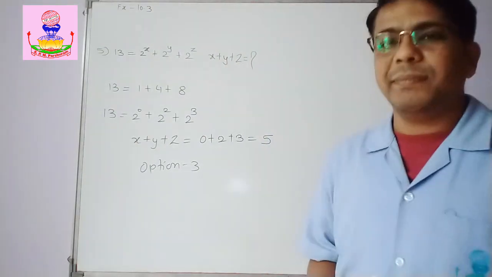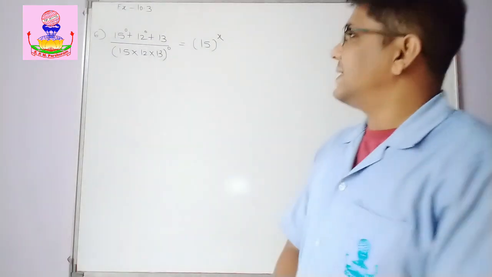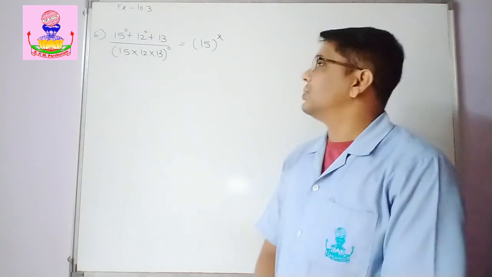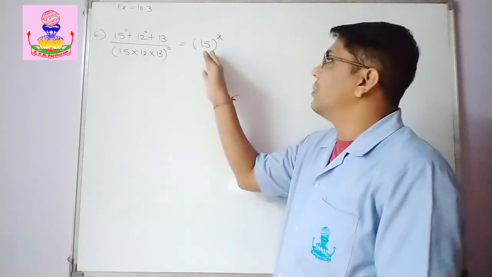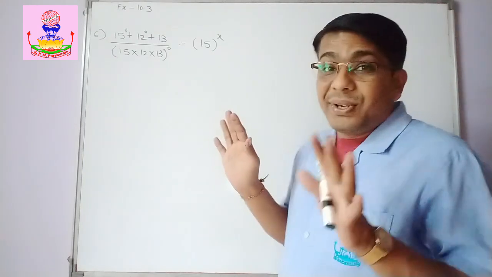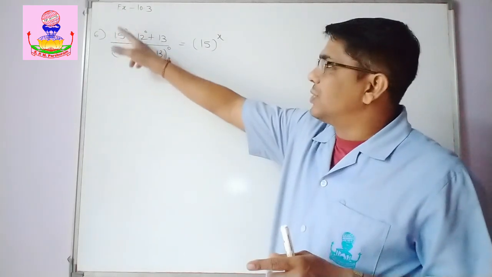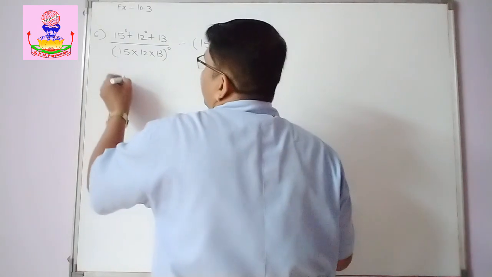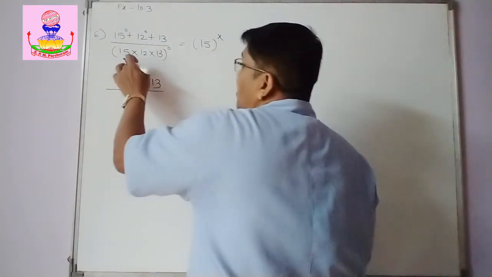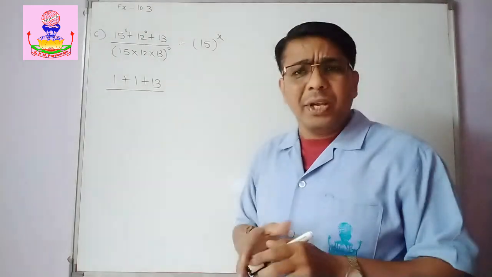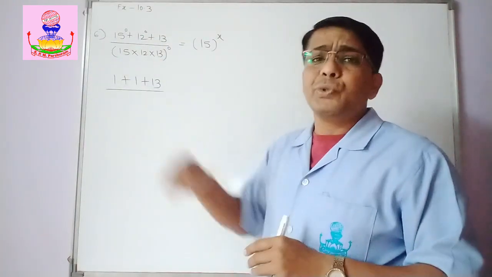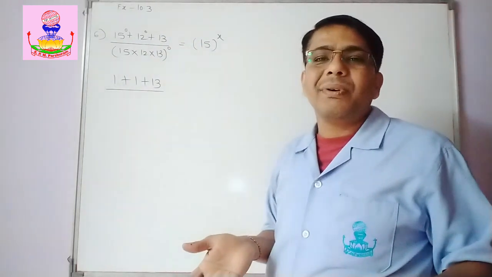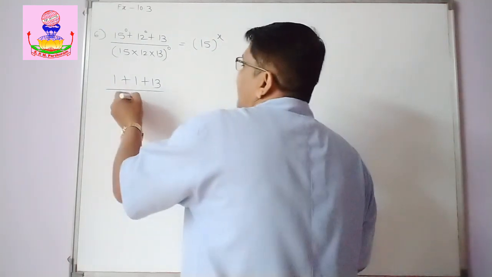Now let's move to the next example. Now see, sixth one: 15 raised to 0 plus 12 raised to 0 plus 13 upon 15 into 12 into 13 whole raised to 0, that is equal to 15 raised to x. Now use your basics: a raised to 0 is 1. So 15 raised to 0 is 1, 12 raised to 0 is 1. Now don't multiply this. Why waste time? Because I know anything raised to 0 is 1. So their product raised to 0 is always going to be 1. Save your time.